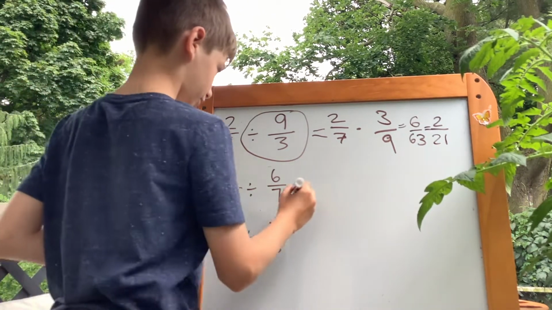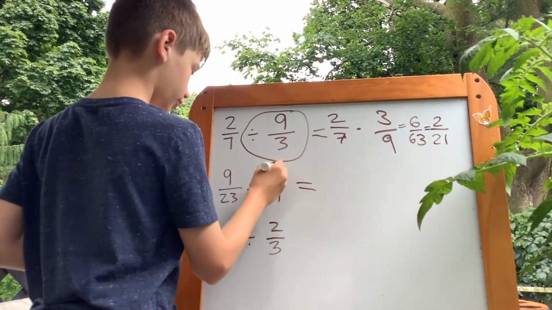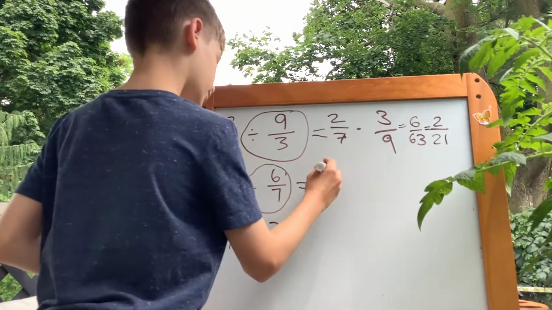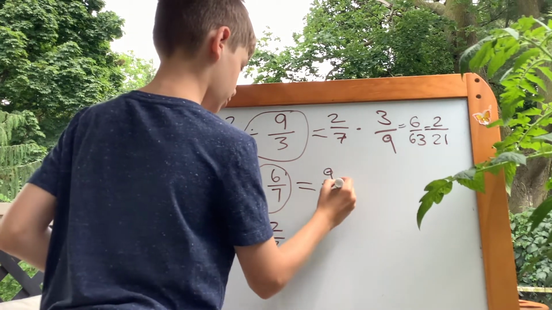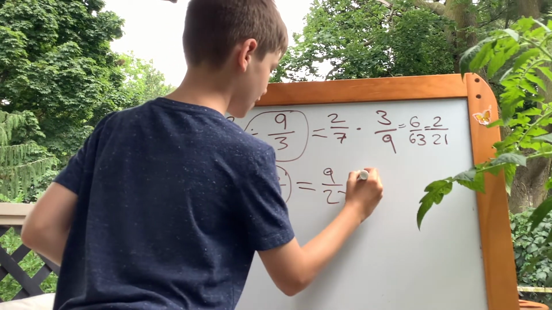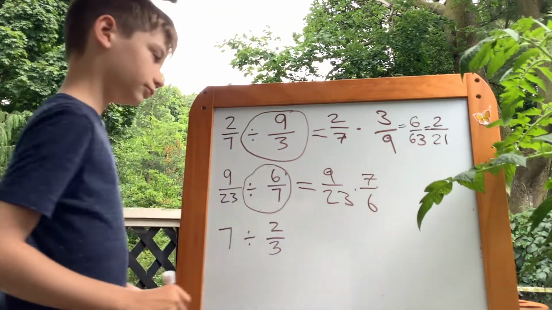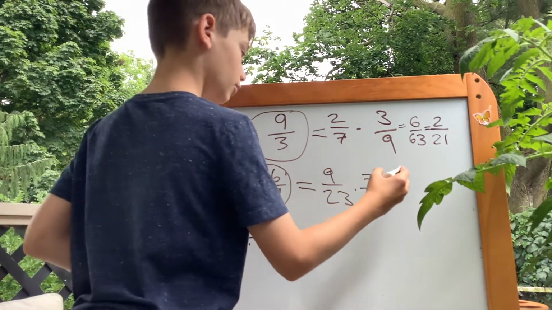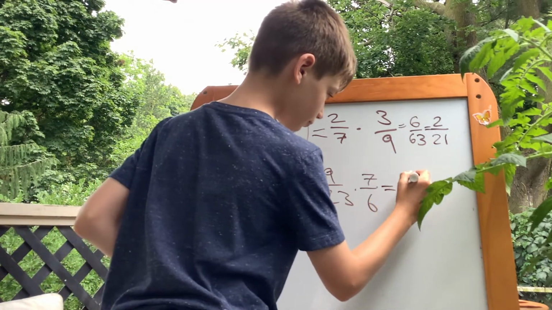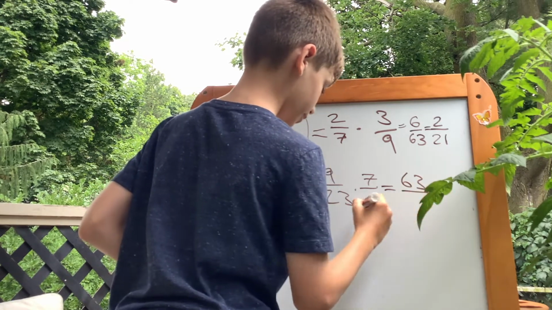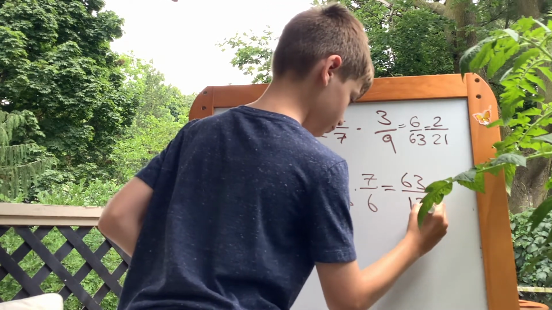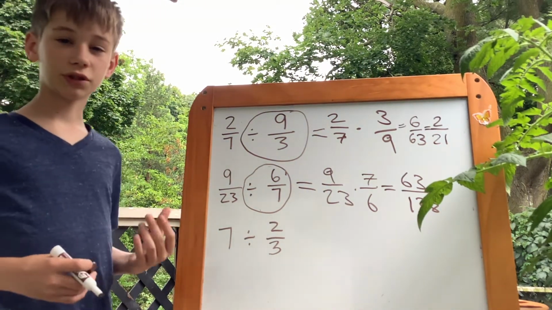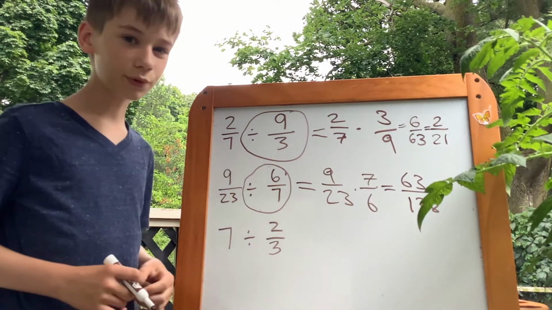Now, let's try the next question. Again, we know that the division sign belongs to this number right here. And we're going to do 9/23 times 7/6. Okay, and then what we're going to do is multiply the numerators together, and then the denominators together.